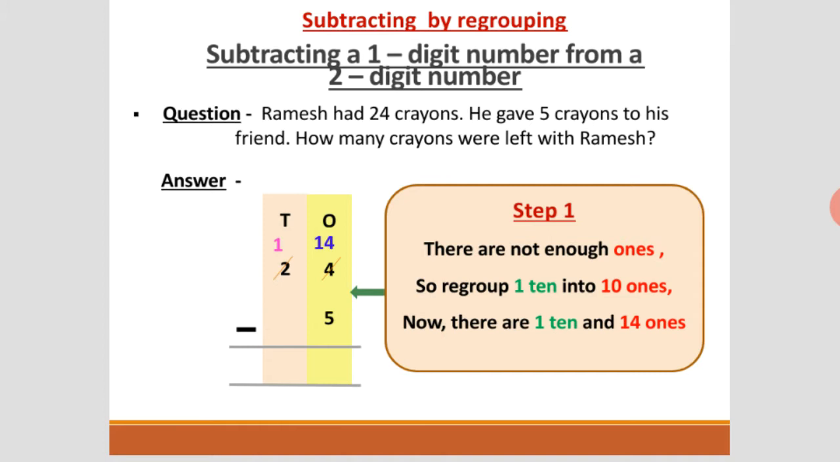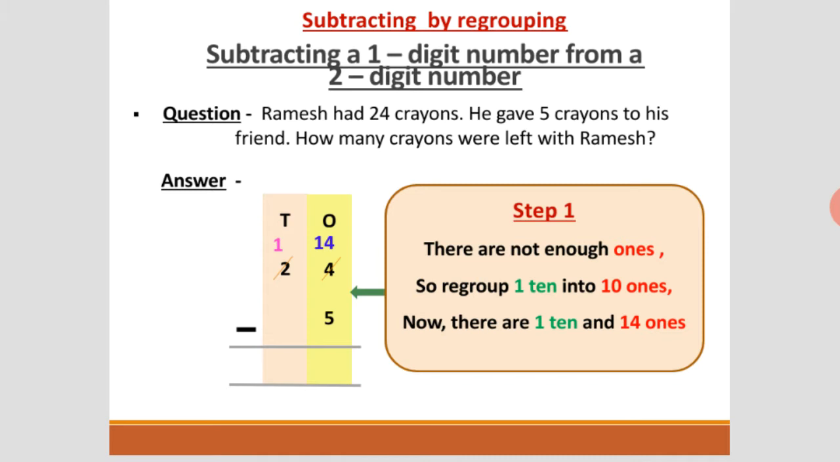Subtracting a one-digit number from a two-digit number. This is the first subtopic. Here subtracting by regrouping only happens when the digit in the minuend is smaller than the digit in the subtrahend. Here we have a question. The question is, Ramesh had 24 crayons. He gave 5 crayons to his friend. Now how many crayons were left with Ramesh? Let us look at the process of subtraction of 24 minus 5.